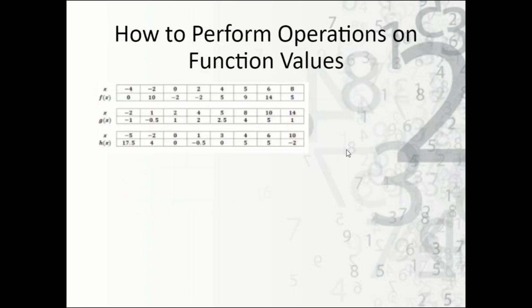Now, how do we perform operations on function values? So let's say, given the table above, what is f of 2 minus g of 1?